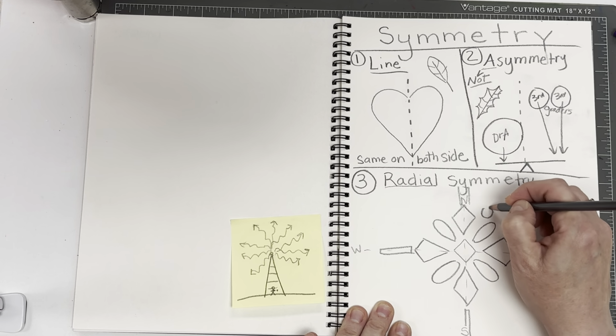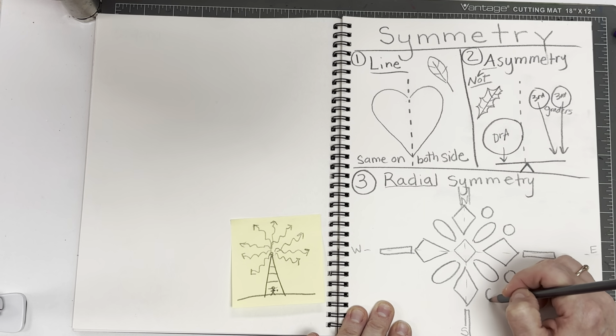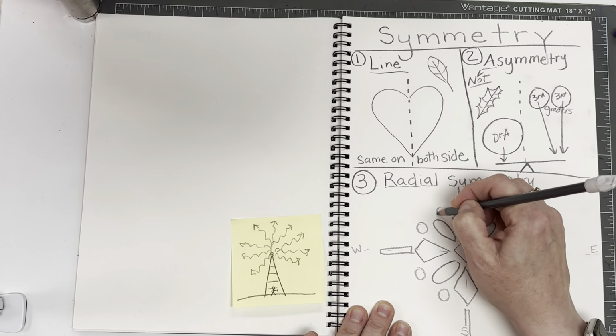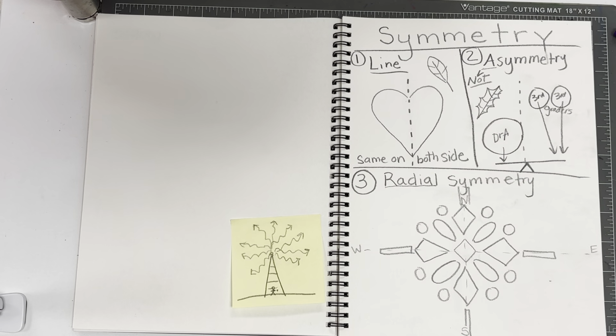So if I put 2 circles in this space, I've got to put 2 circles here, 2 circles here, 2 circles here, and 2 circles here. And I can keep going until I literally run out of space.